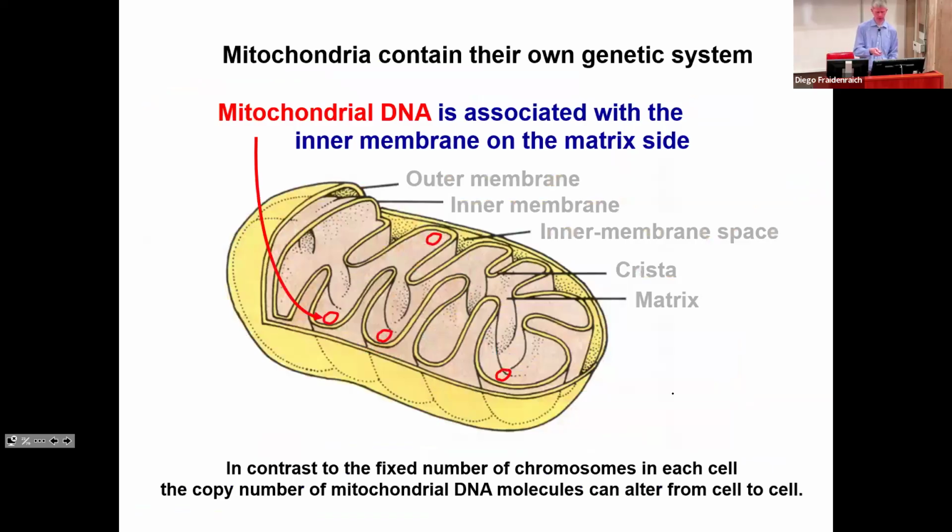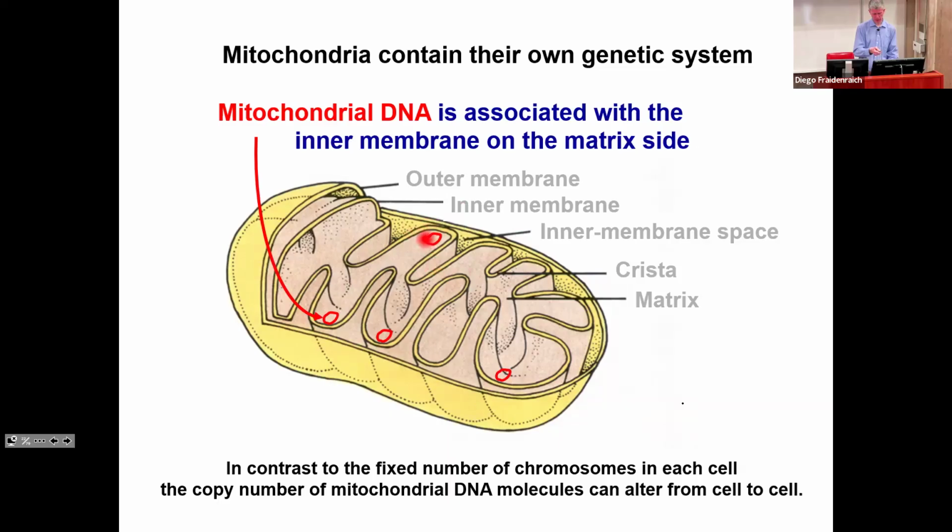So when we talk about mitochondrial DNA, this is more or less looking like what you learn with bacterial DNA. First of all, it's circular, and it's attached to the inner membrane on the matrix side. This is reminiscent of bacterial DNA, which is also attached to the membrane and is also circular DNA. So it's very similar.